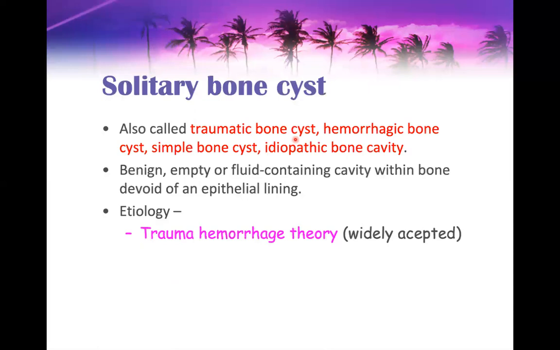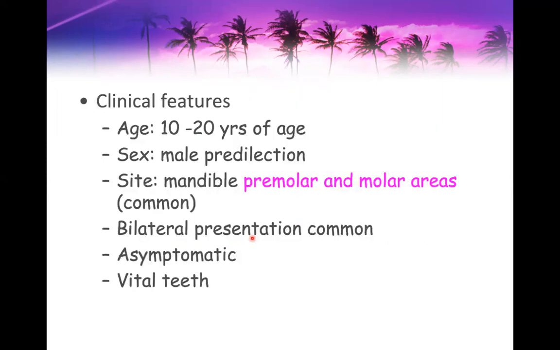The last lesion of the session is solitary bone cyst, which is also called traumatic or hemorrhagic bone cyst. The theory most widely accepted is the trauma hemorrhage theory. The clinical feature is seen in 10 to 20 years of age with a male predilection. The site is mandibular, premolar, molar areas. It's a common site. It doesn't mean that it should occur only in the mandible. It can be seen in other areas also, but the most common area is the mandibular posterior region.